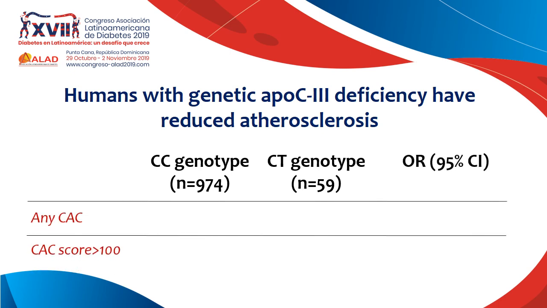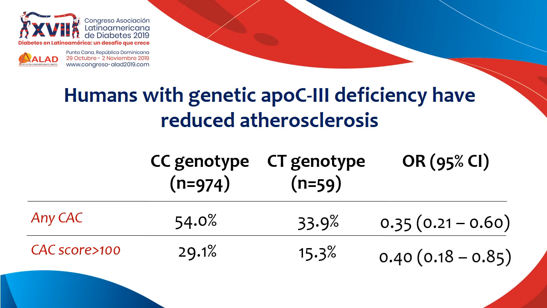If you look at any coronary artery calcium, the odds ratio was 0.35 for people without ApoC-III. So there was a 65% reduction in the probability of having any coronary calcium. And when we look at the probability of having a CAC score greater than 100, the odds ratio was 0.40. So that's 60% less risk of a calcified large lesion in your coronary arteries. So this really draws a lot of attention to ApoC-III as a pharmacological target, and not only as a pharmacological target, but also as a major player in the regulation of lipoprotein metabolism and cardiovascular risk.